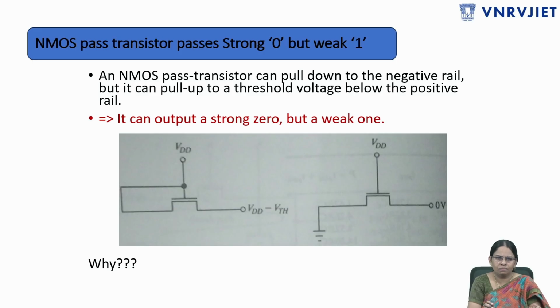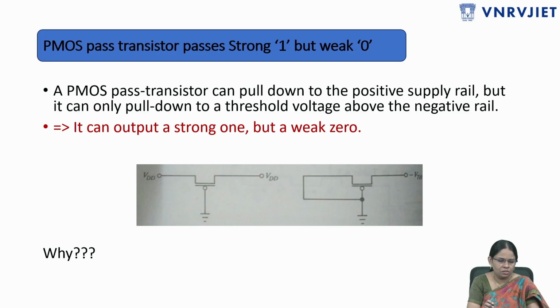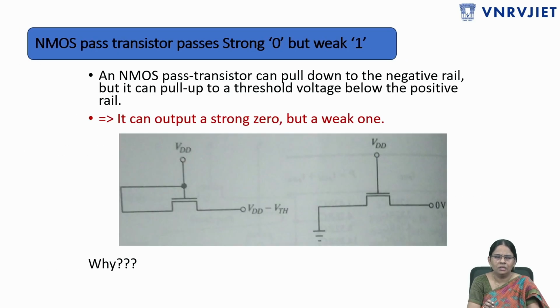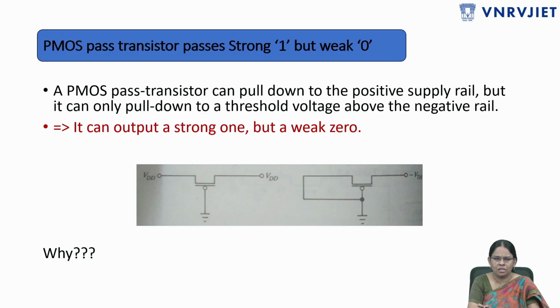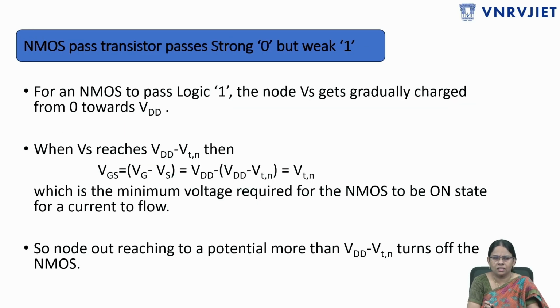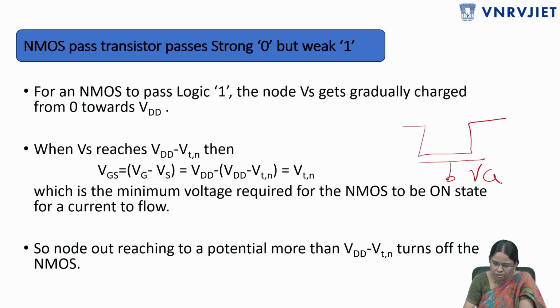We have two statements corresponding to the NMOS as well as the PMOS. One statement is that the NMOS pass transistor passes strong 0 but weak 1. The other statement is that the PMOS pass transistor passes strong 1 but weak 0. Let us see the reason behind that. Why does the NMOS pass transistor pass strong 0 but weak 1? We say the NMOS transistor will have the gate voltage VGS, and we take the input as V in and the output as V output.